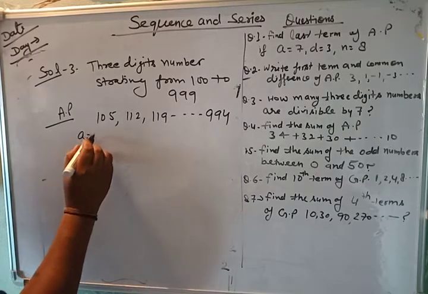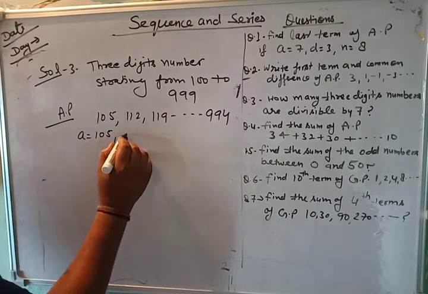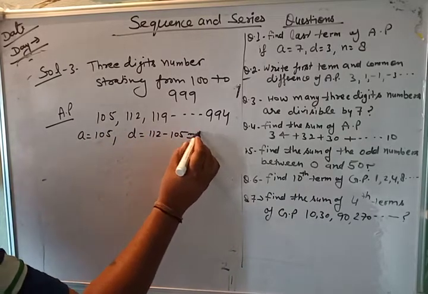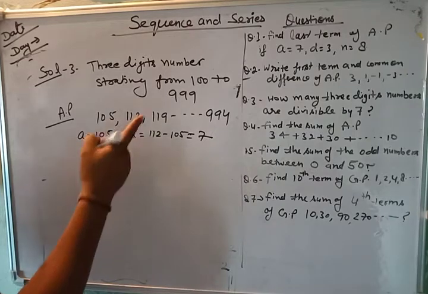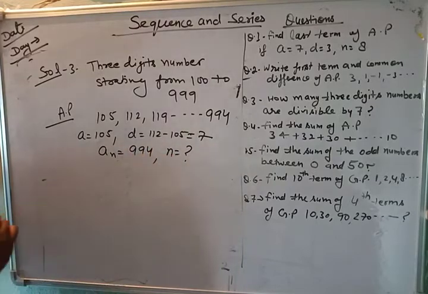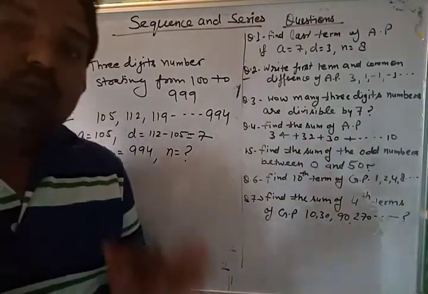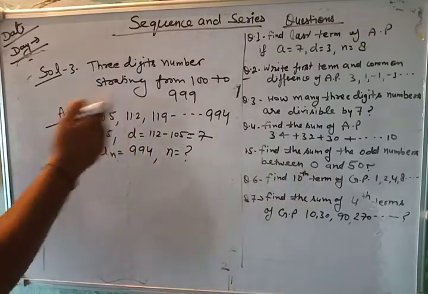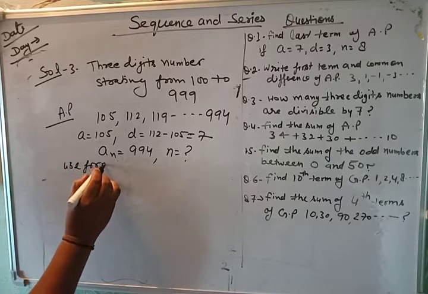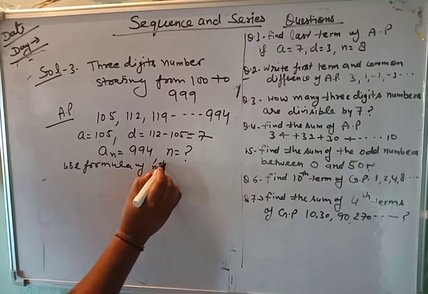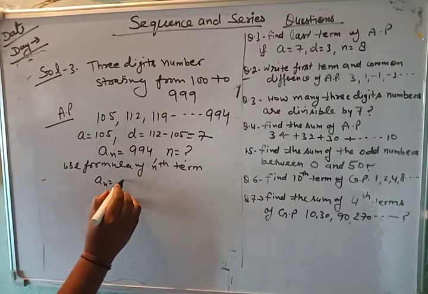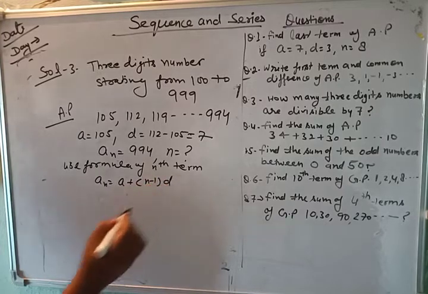Its first term is 105, common difference d equal to 112 minus 105 equal to 7, and last term an equal to 994. But here we do not have the number of terms, so we will find out the number of terms. Use the formula of nth term. What is the formula? an equal to a plus n minus 1 into d.